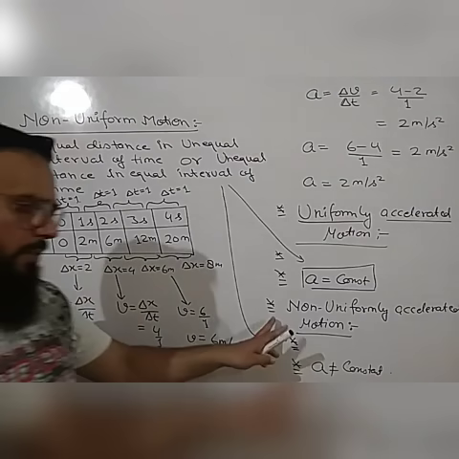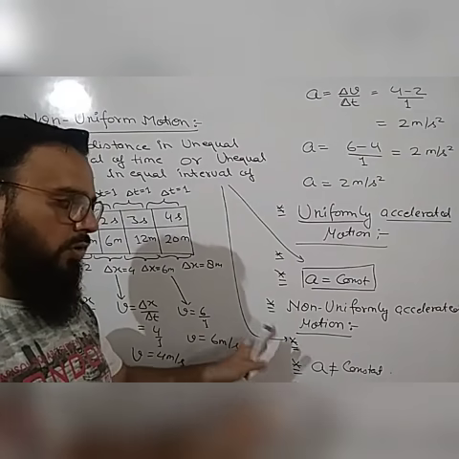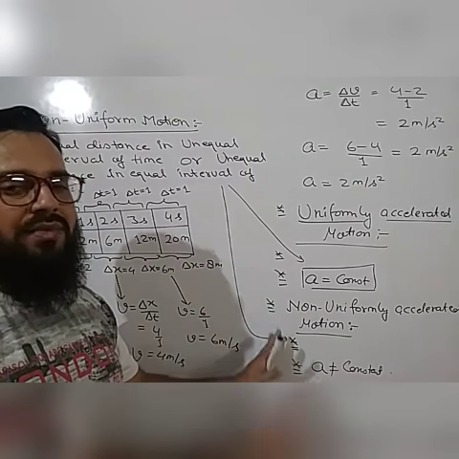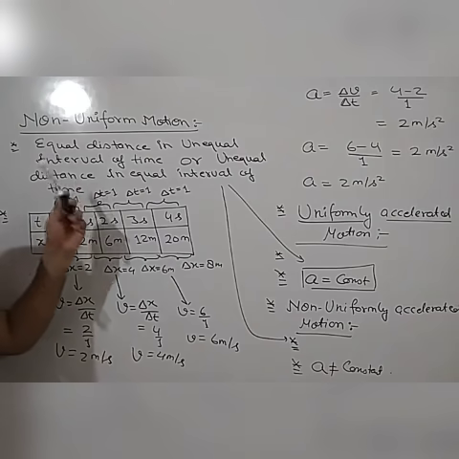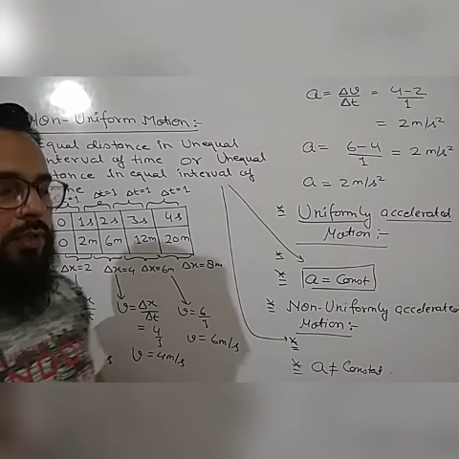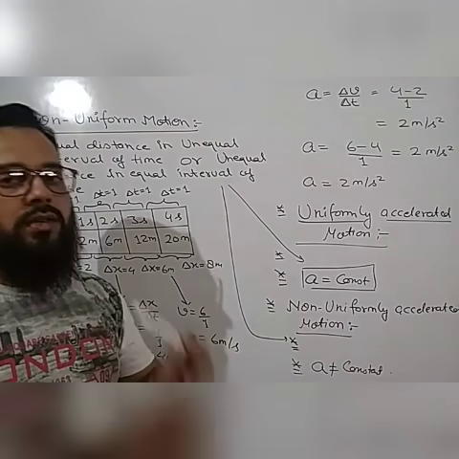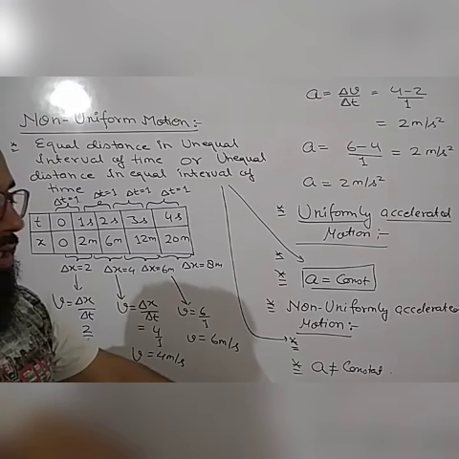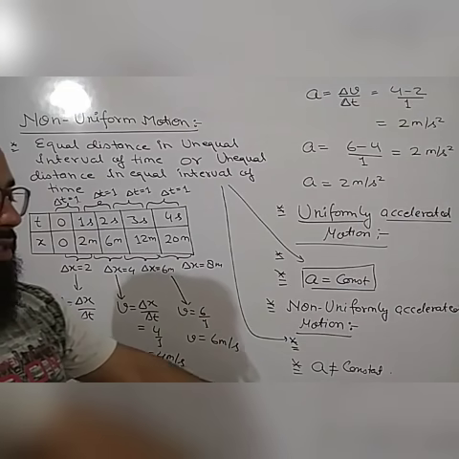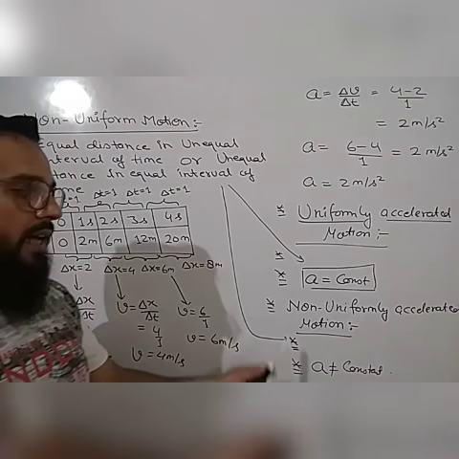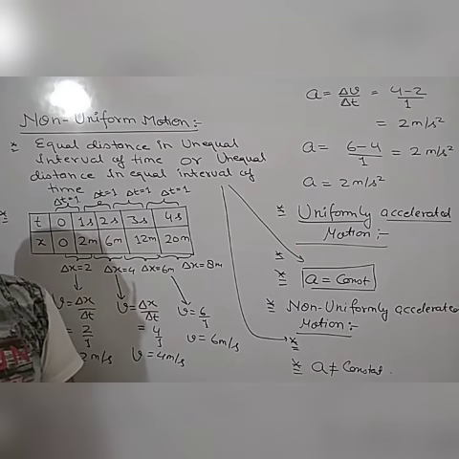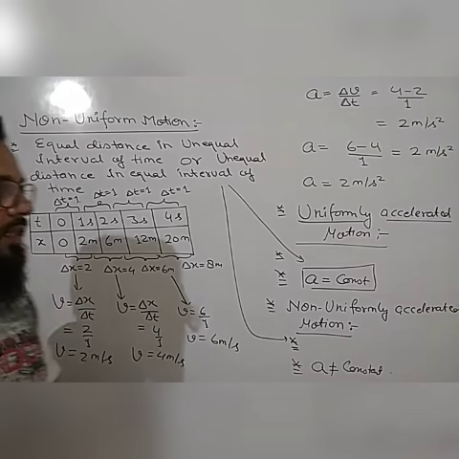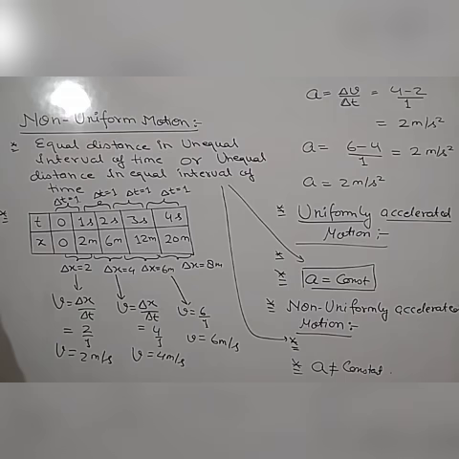Okay, but this type of motion is not in our syllabus, so you just have to remember the definition of this type of motion. So note down the definition. When a body covers equal distance in unequal intervals of time or unequal distance in equal intervals of time, and the acceleration of the body does not remain constant, then such type of motion is known as non-uniformly accelerated motion. Okay, so these are the definitions of different types of motion.